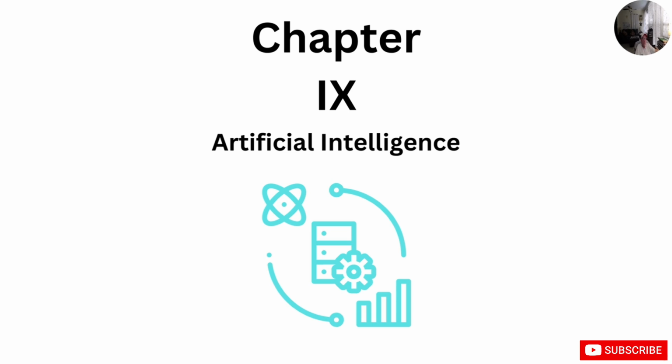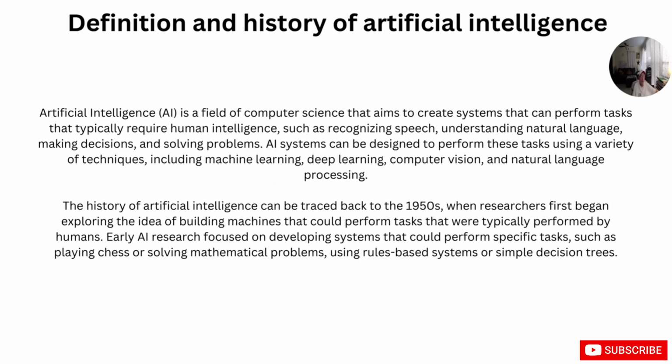Chapter 9: Artificial Intelligence. Definition and history of artificial intelligence. Artificial intelligence is a field of computer science that aims to create systems that can perform tasks that typically require human intelligence, such as recognizing speech, understanding natural language, making decisions, and solving problems.